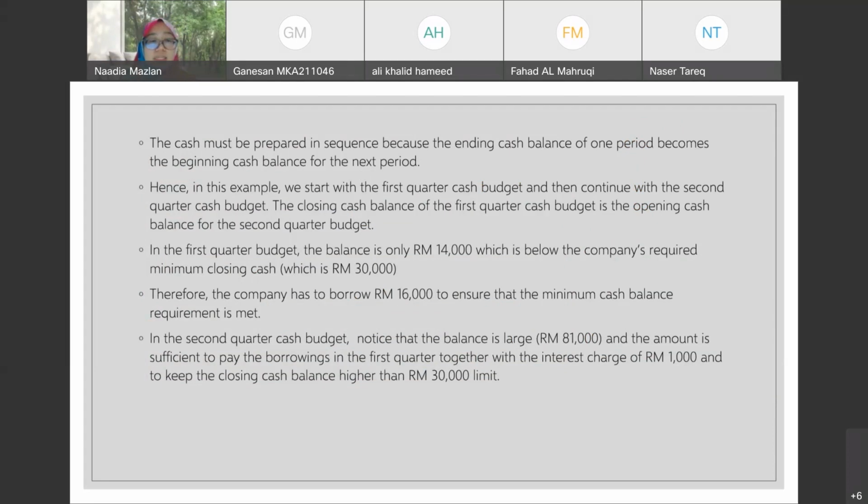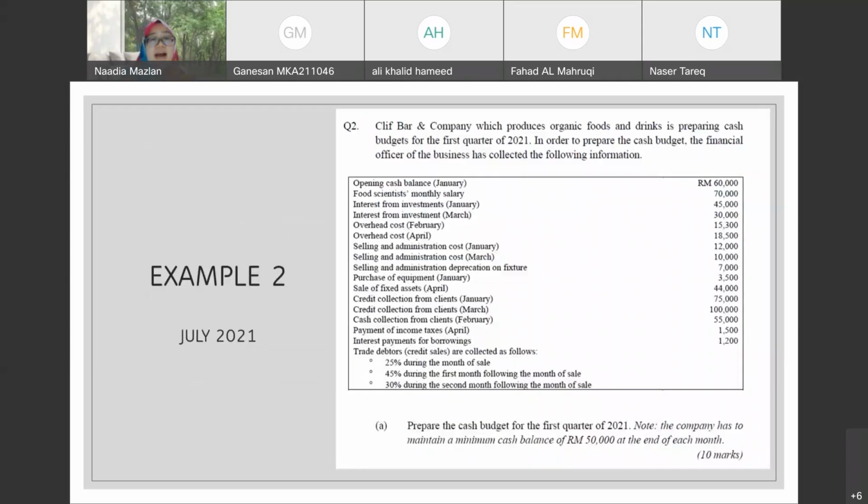In the first quarter budget, the balance is only 14,000, which is below the company's required minimum closing cash of 30,000. So the company has to borrow. Notice the balance is larger and the amount is sufficient to pay the borrowings in the first quarter together with the interest charge, to keep the closing cash balance higher than 30,000. All right, that's it. Now, I would like you to try this one.